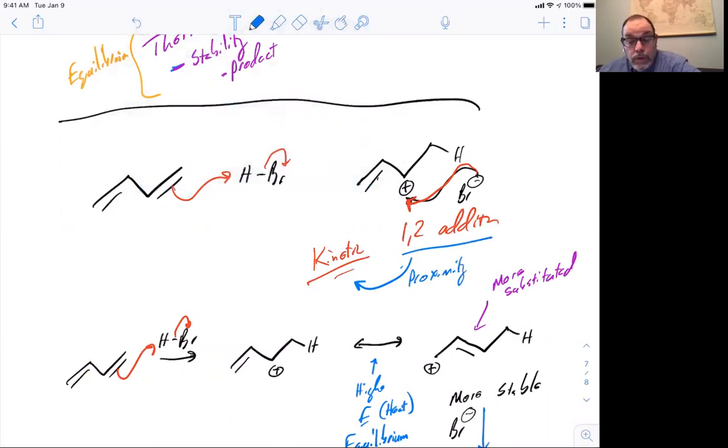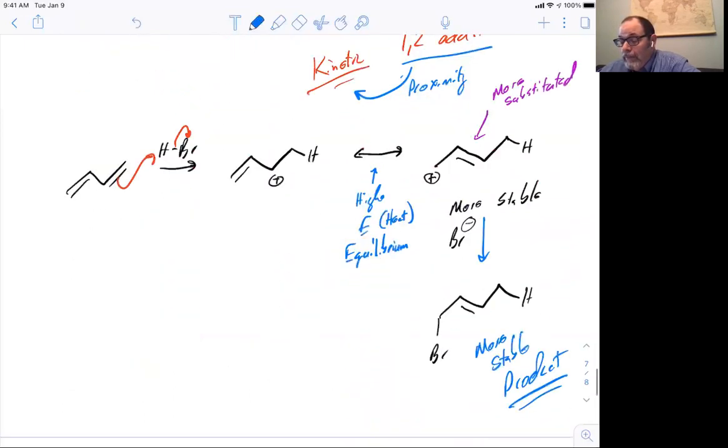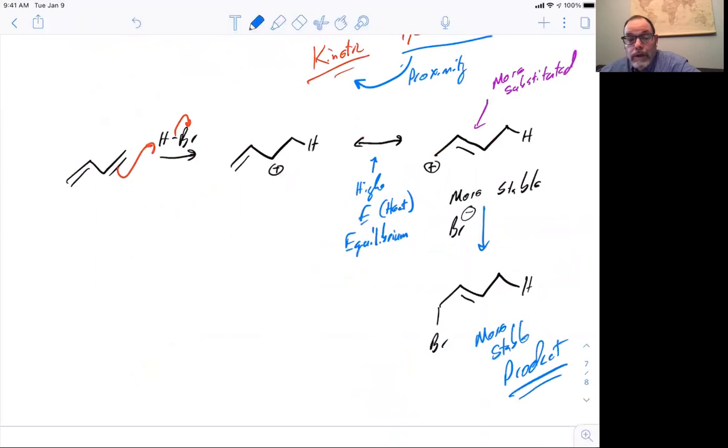So if I can cool this down enough, the transition state here is going to be faster because the bromine is closer in proximity, and I'm going to get a 1-2 addition. So in addition to dienes, the 1-2 addition is the kinetic product. It's a little bit more complicated with the thermodynamic product. The thermodynamic product is going to be the more stable product. That may be the 1-4, but it also may be the 1-2.